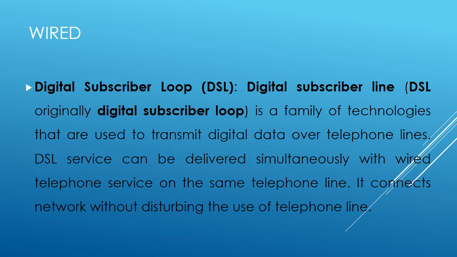The next wired connection type is Digital Subscriber Line, DSL. Originally, Digital Subscriber Loop is a family of technologies that are used to transmit digital data over telephone lines. DSL service can be delivered simultaneously with wired telephone service on the same telephone line, since DSL uses higher frequency bands for data. It connects to the network without disturbing the use of the telephone line. The speed of data transfer is higher.